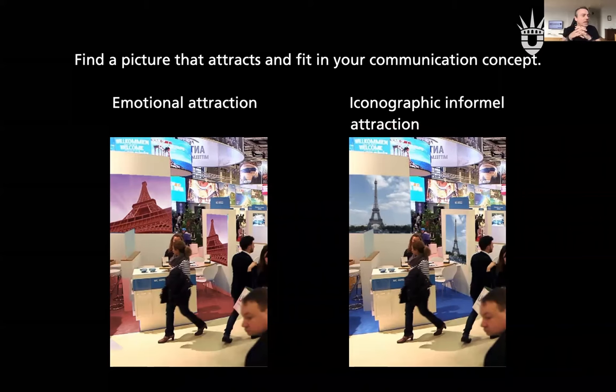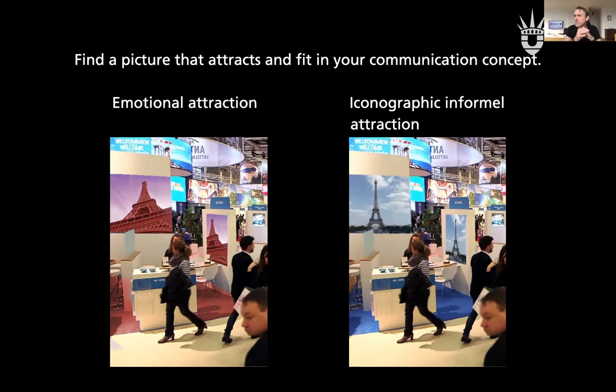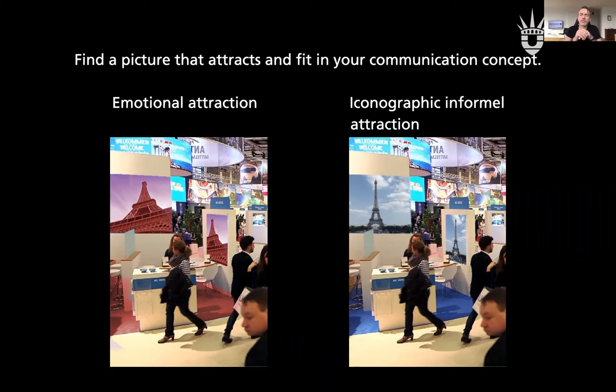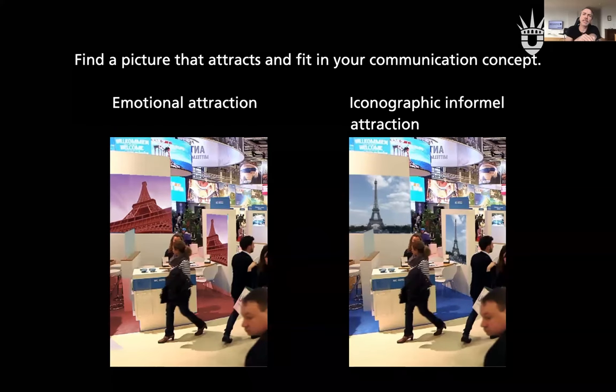What does it mean? On the left side, the picture is an emotional attraction. That means people go there and see, oh, there's something interesting, something not normal. I have to find out what they sell there. It's not very clear that there is an Eiffel Tower because of perspective and coloring. It's not a clear photo of the Eiffel Tower. On the right side, you see a very clear photo of the Eiffel Tower. That means it's an icon. Everybody who's interested in Paris will know: here I get information from my lovely town, Paris.